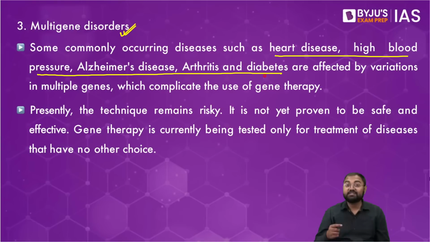So multiple gene therapy is going to be extremely complex and almost impossible. So that also becomes one of the challenges many a times. So that's why there are all these three problems. Plus, right now, it's also very costly.